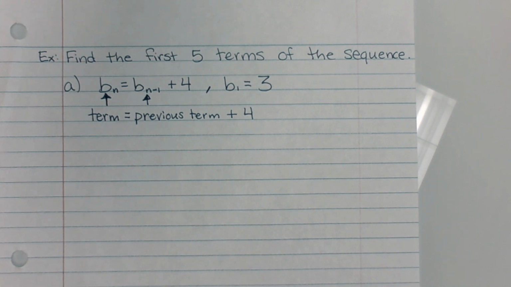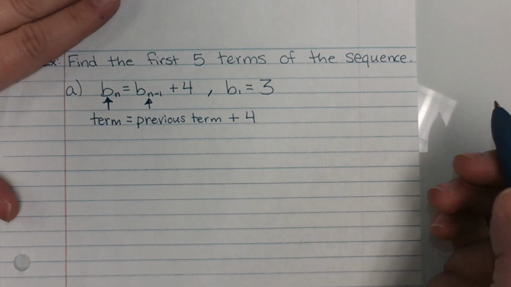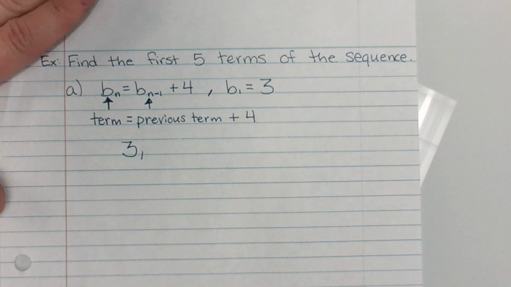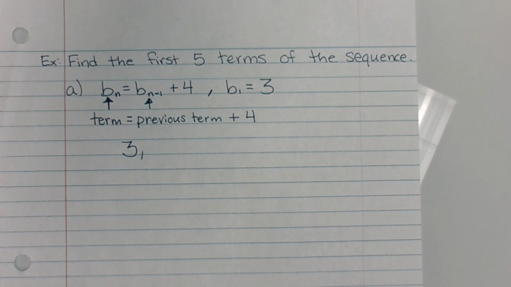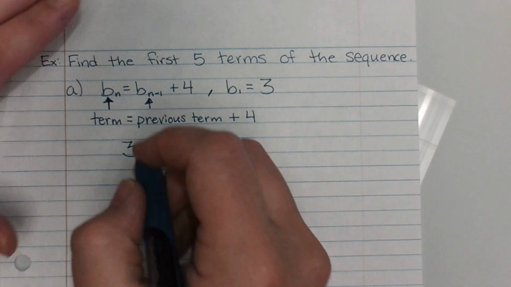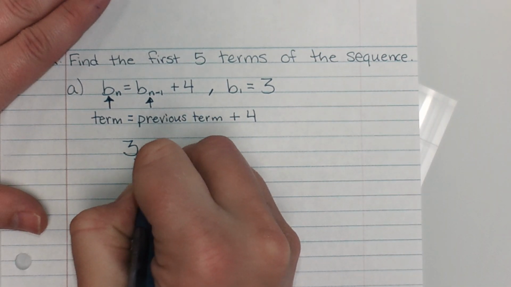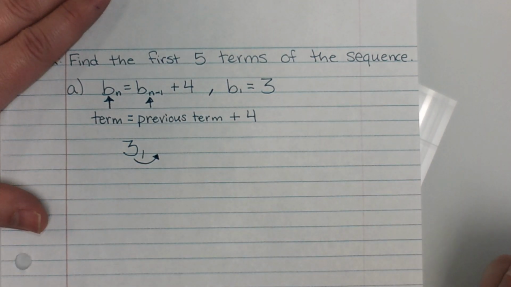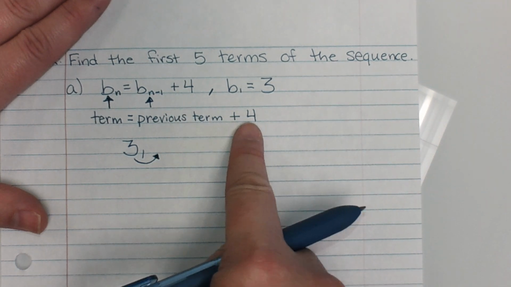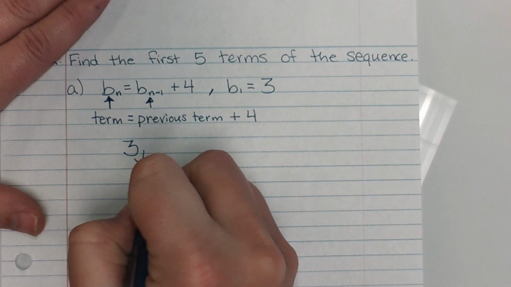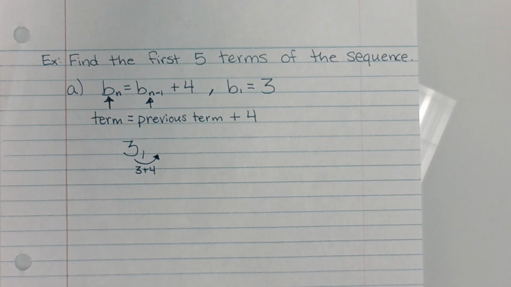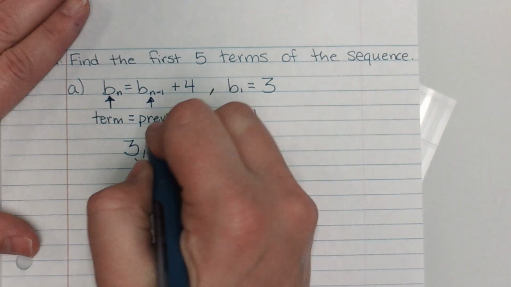Oftentimes with these ones, I write them out in words because it makes more sense in words to people. So if I want to find a term in this list, I'm going to take the previous term and I'm going to add 4. But according to this, I'm going to start with the number 3. So first 5 terms, first one's 3. To get to the next term, previous term plus 4. Previous term was 3, add 4, and we get 7.